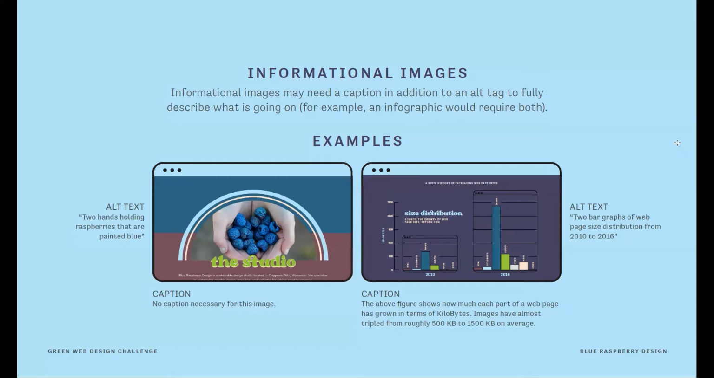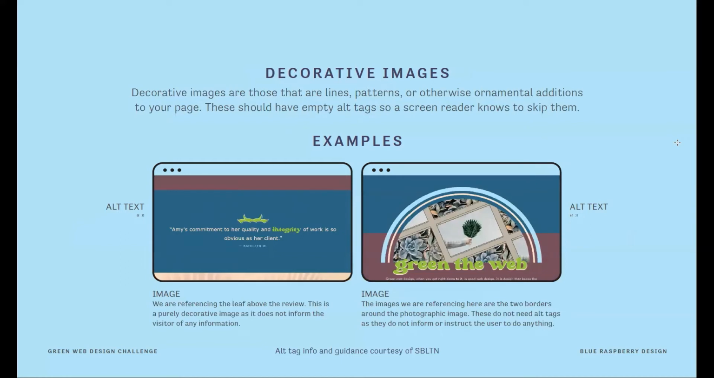The last type of image that you need to consider for alt tags is actually one of the easiest ones, and those are decorative images. Decorative images are the lines, patterns, or otherwise ornamental additions to your web page. These don't really add anything extra, and the screen reader should just skip them. For example, on the left here, you will see that little leaf above the testimonial on my website. That's purely decorative. It does not add any information.